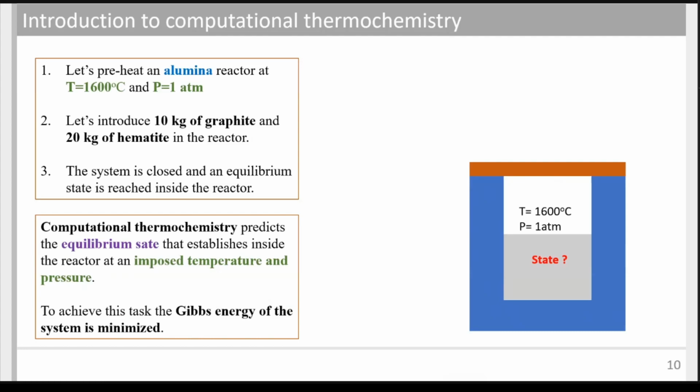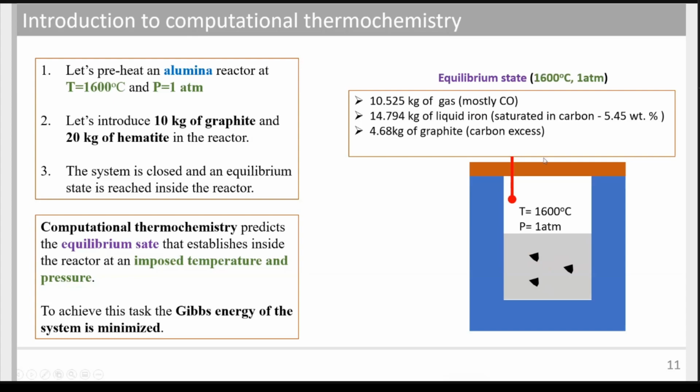And if we were to run this calculation, which we'll do later on in this presentation, you will see that according to FactSage and to the phase selection that I did, this will be the equilibrium state that we're going to reach. So at a temperature of 1600 degrees Celsius and a pressure of 1 atmosphere, we would have an equilibrium between a gas and liquid iron saturated in carbon.